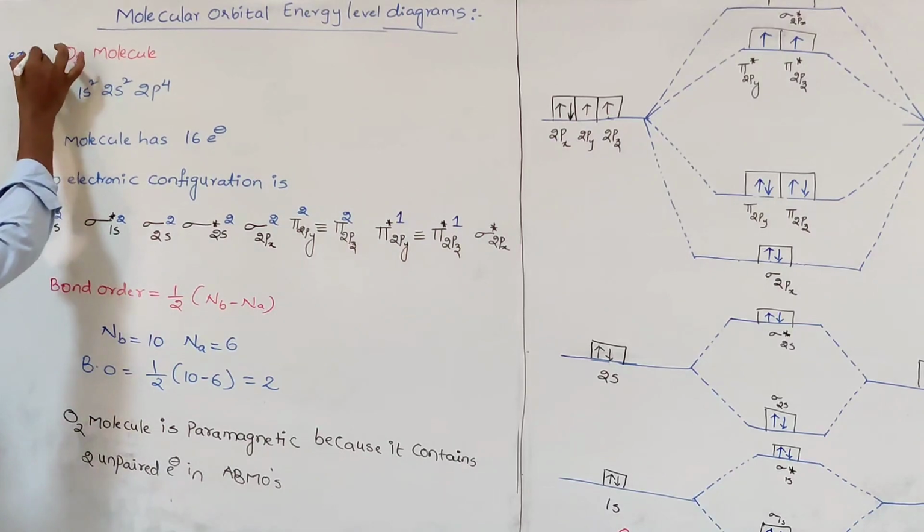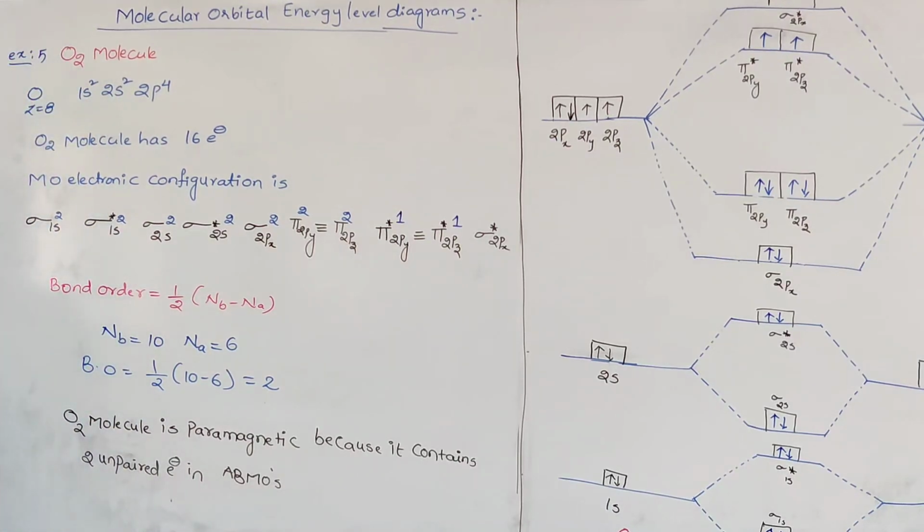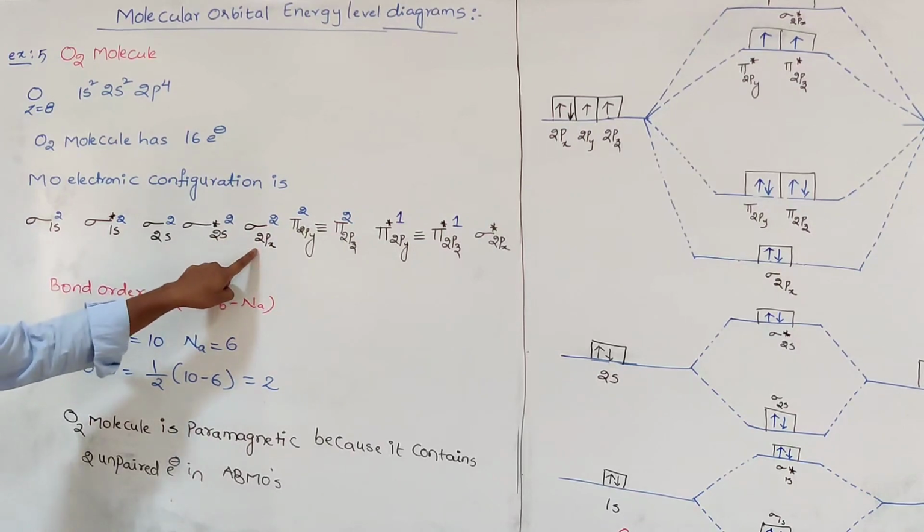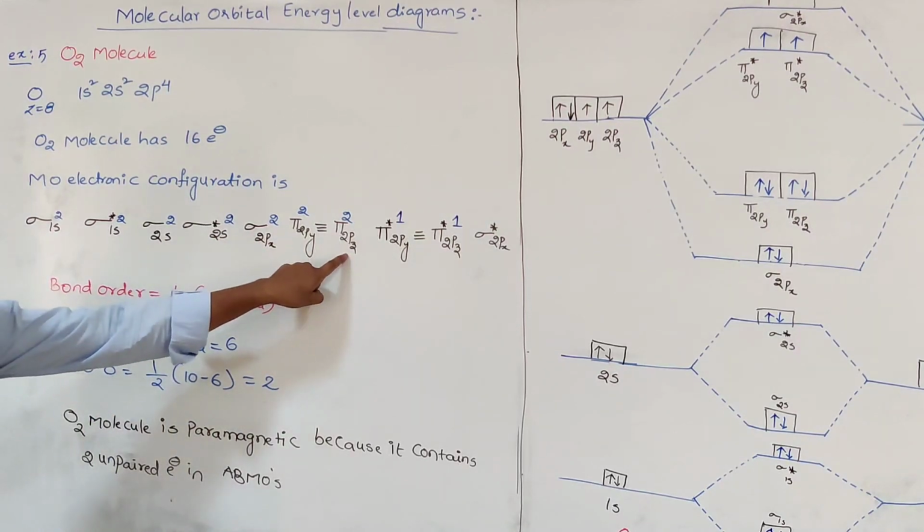So example 5, the oxygen molecule. The oxygen molecule is formed by the combination of 2 oxygen atoms. Each oxygen atom has 8 electrons, so the oxygen molecule has 16 electrons. When we write the molecular orbital electronic configuration for the 16 electrons, we get sigma 1s2, sigma star 1s2, sigma 2s2, sigma star 2s2, sigma 2px2, pi 2py, pi 2pz.